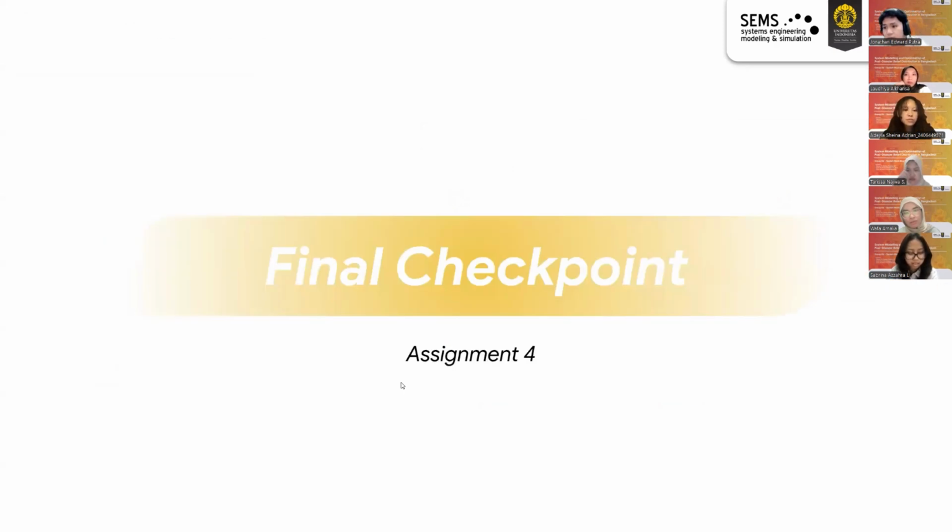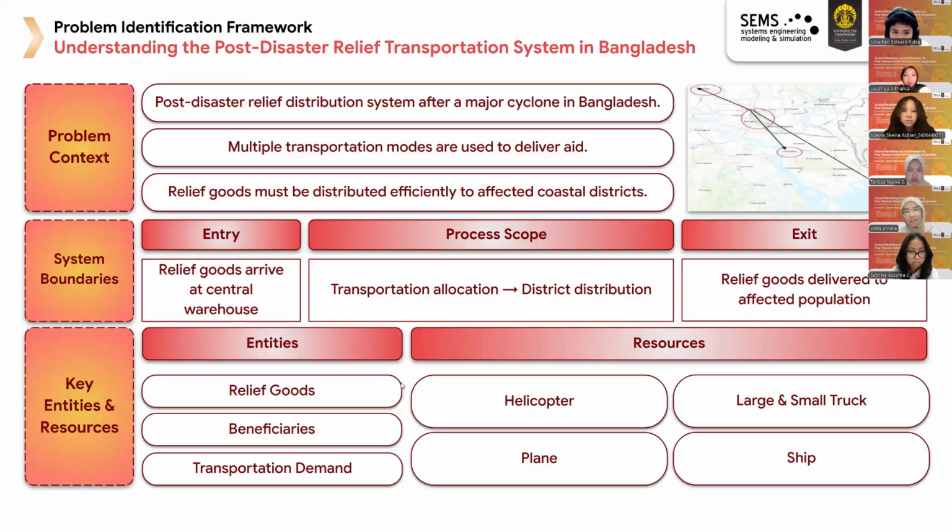So this is the last one. This is the final checkpoint about the last assignment that the modeling system gave to us. So this is the problem identification about each of the problem context about the post-disaster relief distribution system after a major cyclone in Bangladesh. So this is the entry.